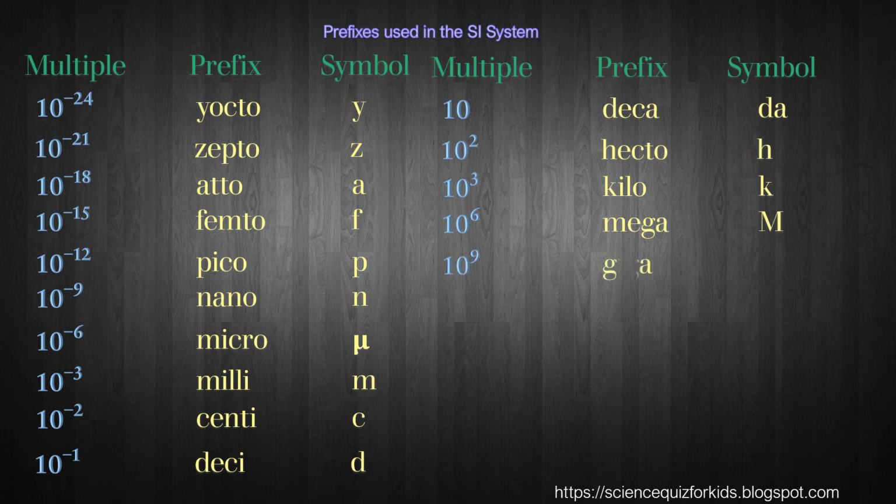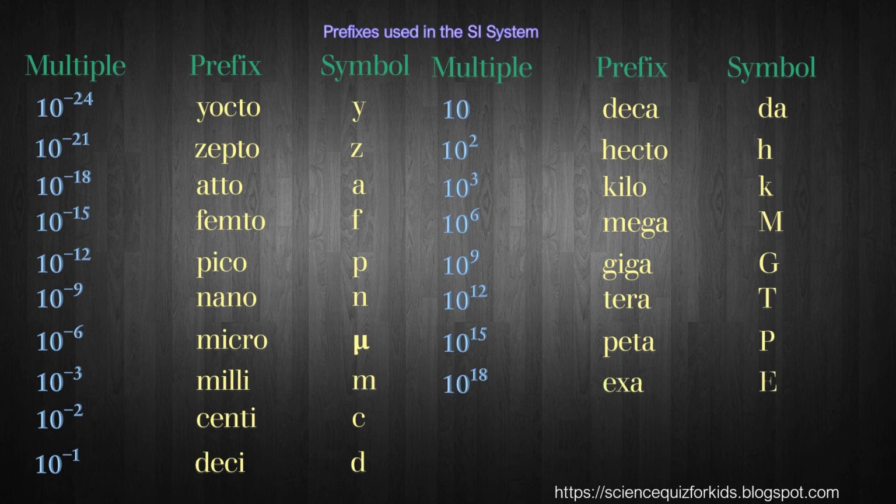10 power 9, prefix giga, symbol G. 10 power 12, prefix tera, symbol T. 10 power 15, prefix peta, symbol P. 10 power 18, prefix exa, symbol E.